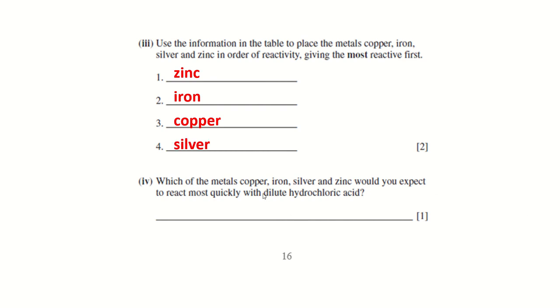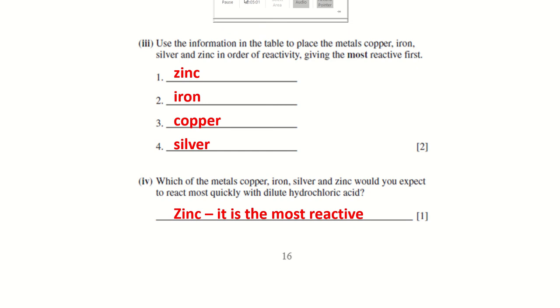And then which of the metals, copper, iron, silver, zinc, would you expect to react most quickly with dilute hydrochloric acid? Well, it's the one at the top of the series, so it's this one here, zinc. And the reason being is it's the most reactive. Okay, so that's the past paper questions.